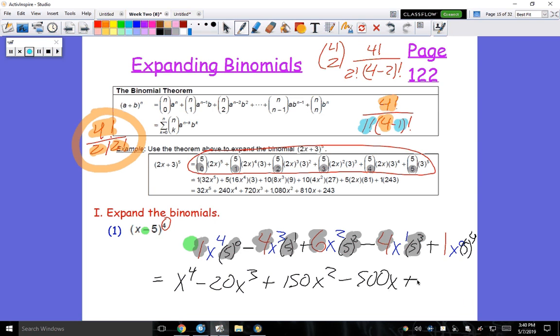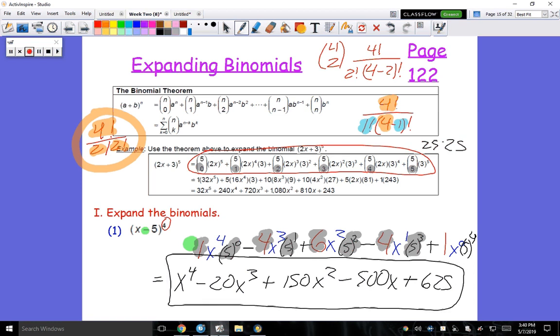What's 5 to the 4th? Well, 5 squared is 25. 25 times 25 is 625. This is the level that you'd have to do without a calculator. Okay? Questions? All right, that's all we got.